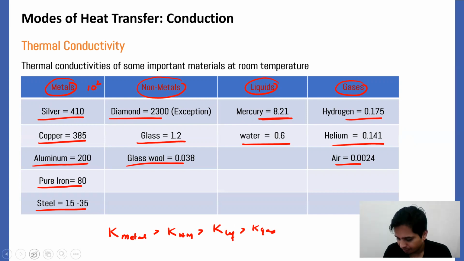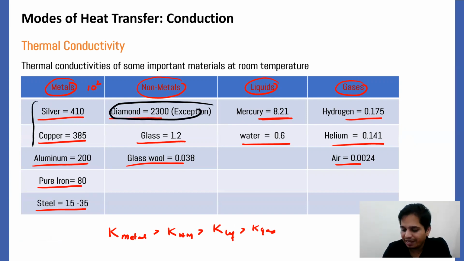बट यहां पे एक एक्सेप्शन है. क्या एक्सेप्शन है? कि भैया डायमंड की थर्मल कंडक्टिविटी किसी भी एक मेटल से कई गुना, ऑलमोस्ट 10 गुना ज्यादा है. You see, this is 200, this is 2000, 10 गुना ज्यादा है. तो उसका क्या रीजन है?